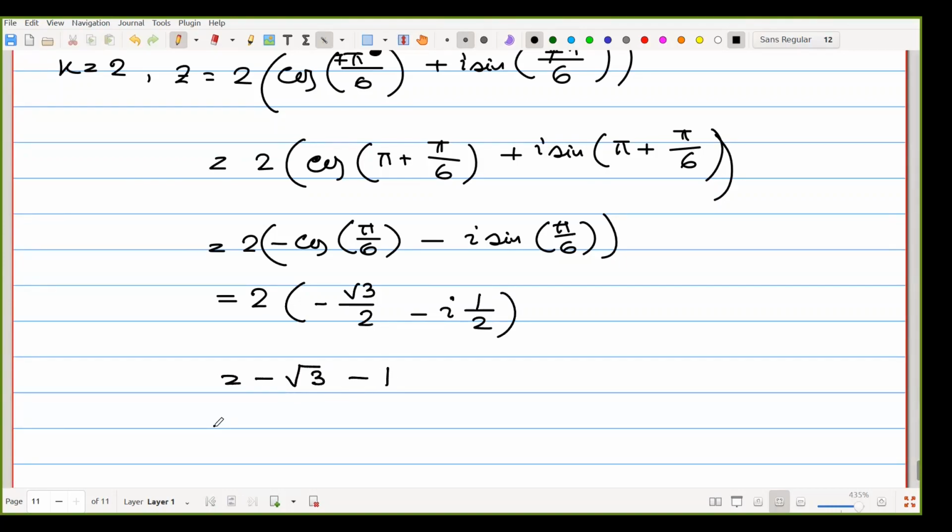So simply the values of z are: first one, as we have found, root 3 minus i. Second one we have found, 2i. Third one is here, minus root 3 minus i.